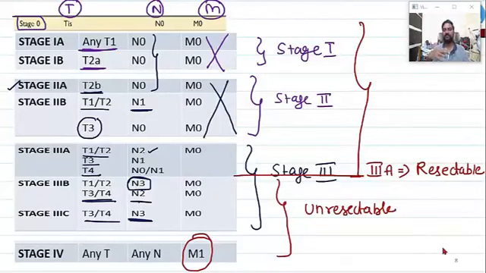N2 involvement starts in stage 3. So what you need to know is N1 involvement starts in stage 2. N2 involvement and N3 involvement start in stage 3, whereas metastasis happens in stage 4. So once again, you know this basic. Lymph node involvement is generally not seen in stage 1. N1 involvement is seen in stage 2. N2 and N3 involvement happens in stage 3. Metastasis will happen in stage 4.